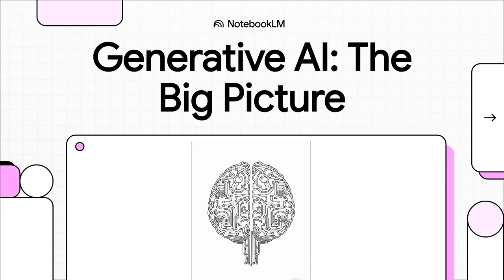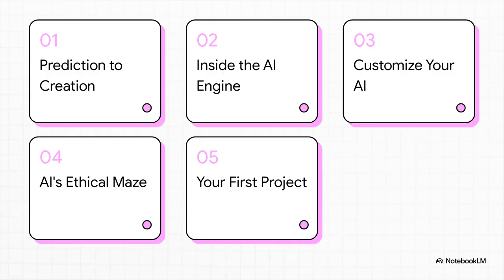So let's pull back the curtain and really see how this all works. Here's what we're going to cover. First, we'll dig into that huge shift from prediction to creation. Then, we're going to pop the hood and see what makes this AI engine run. After that, we'll get into how you can actually customize these models for your own needs, tackle the very real ethical questions, and finally, we'll walk through a 5-step plan to get your first project off the ground.